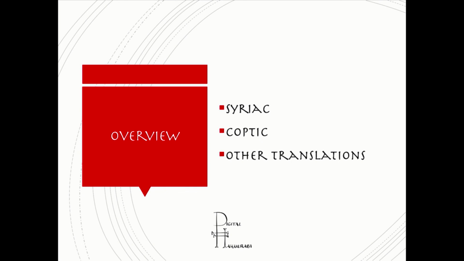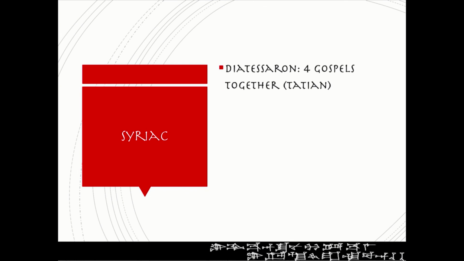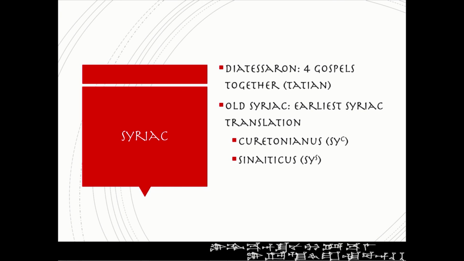So we're going to take a look at the Syriac, the Coptic translation, and a handful of the other translations of the New Testament. The earliest attestation of the Syriac New Testament is the gathering of the 4 Gospels together by Tatian, late 2nd century, in the Diatessaron. Likewise, the Old Syriac is 5th century, and it contains the Gospels as well. There are 2 manuscripts, and the translation itself is very close to the Diatessaron.